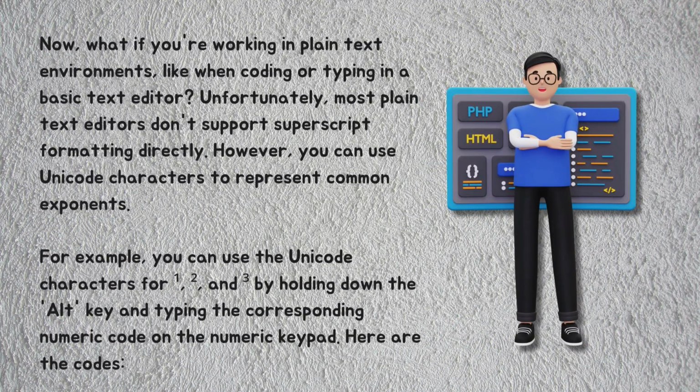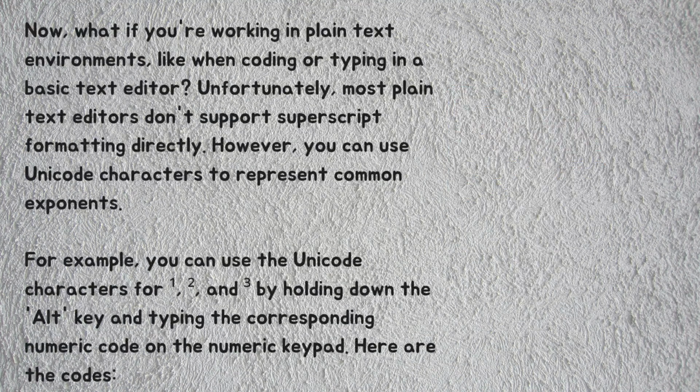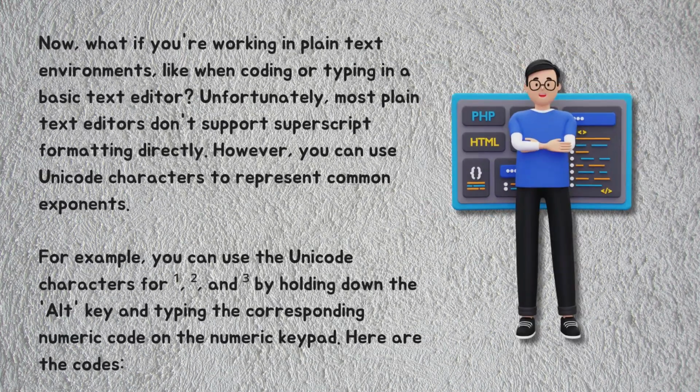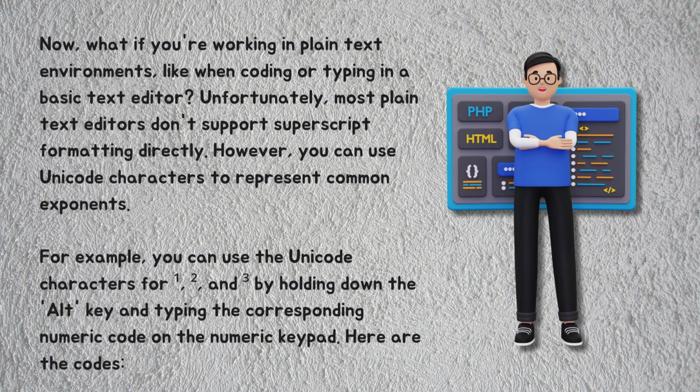Now, what if you're working in plain text environments like when coding or typing in a basic text editor? Unfortunately, most plain text editors don't support superscript formatting directly. However, you can use Unicode characters to represent common exponents. For example, you can use the Unicode characters for 1, 2, and 3 by holding down the Alt key and typing the corresponding numeric code on the numeric keypad.